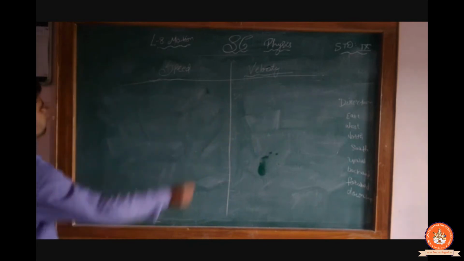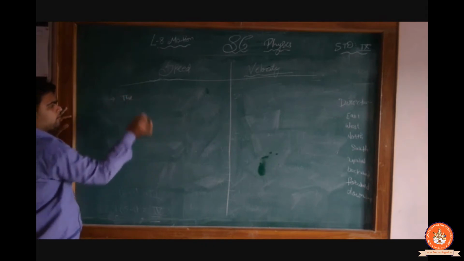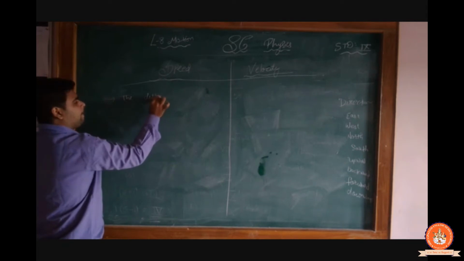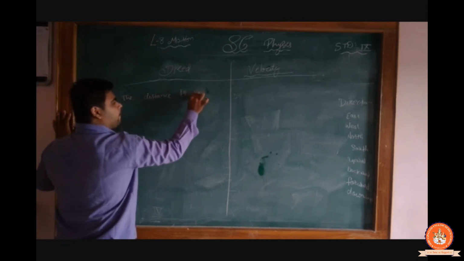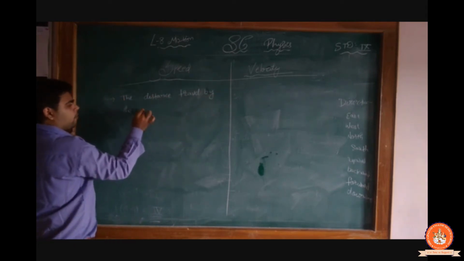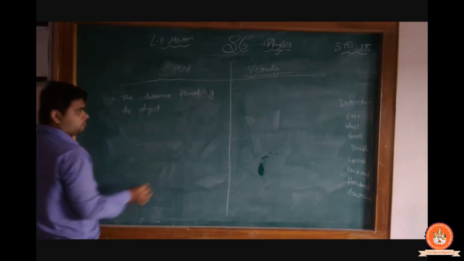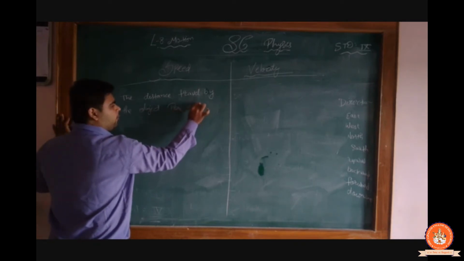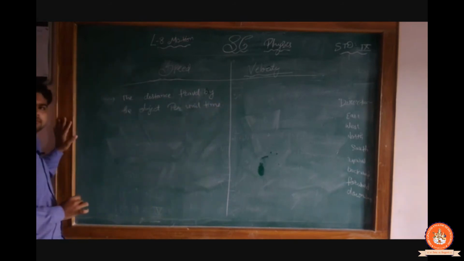Clear? Speed is the distance traveled by the object per unit time. Clear?